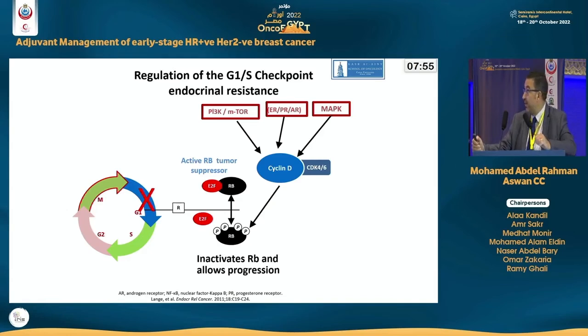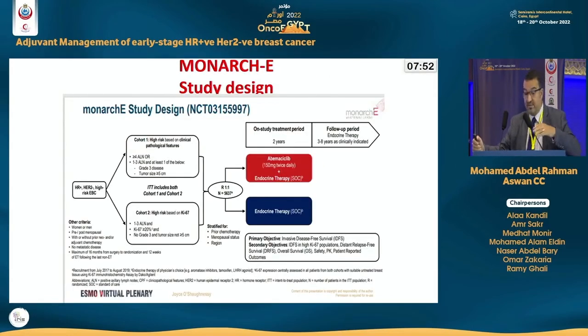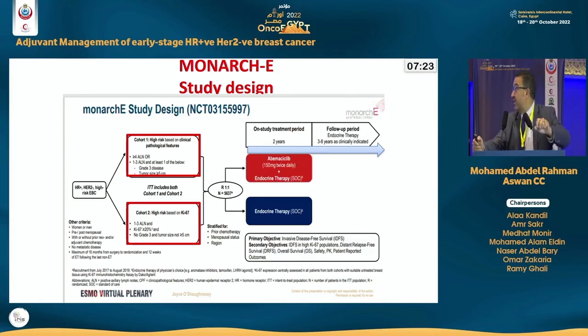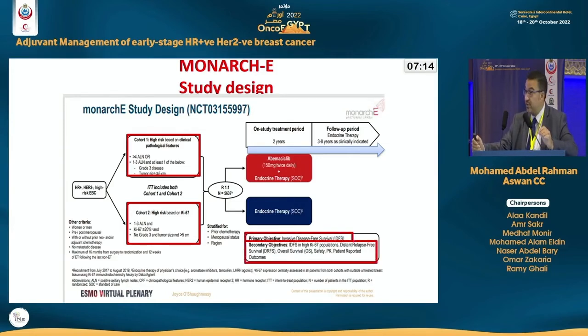mTOR, and MAPK. The MonarchE study is a phase 3 randomized trial with 2 cohorts of high-risk patients. The first cohort is high risk due to N2 disease, 4 lymph nodes affected or more, or 1 to 3 lymph nodes with high tumor grade or large tumor size. The second cohort included patients with N1 disease and being high risk due to high Ki-67 with no large tumor size and no high grade. Patients were randomized to placebo added to endocrine therapy, or abemaciclib added to endocrine therapy for 2 years, and followed up for the invasive disease-free survival, which is the primary endpoint.